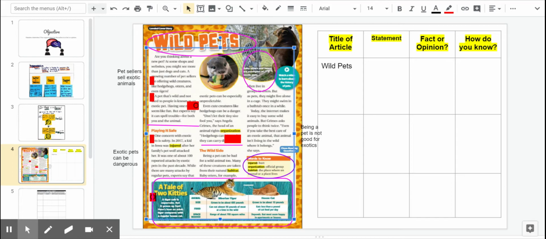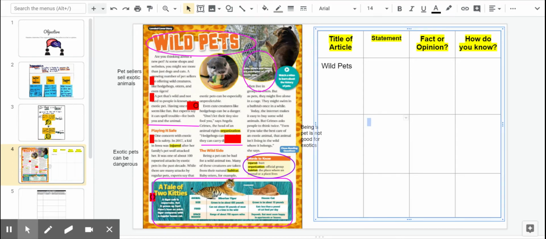I'm going to come over here to my chart, and I'm going to start filling it out. So the reason I made the fact and opinion is because in here you're going to type a statement, okay? So the first fact that we came up with said a pet that's wild and not used to people is known as an exotic pet. And I'm going to type it in here. And you can type this on yours as well because it will show up. Okay, so that's my first statement.